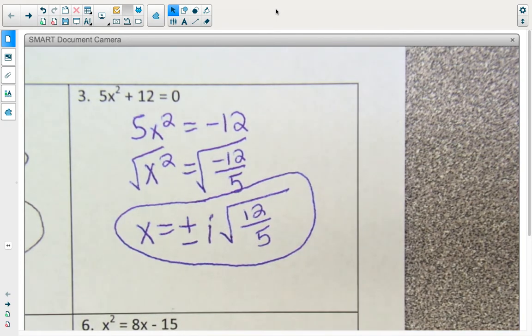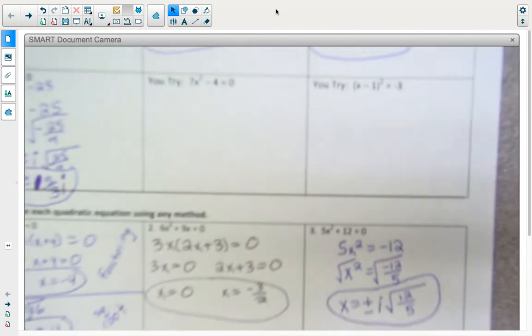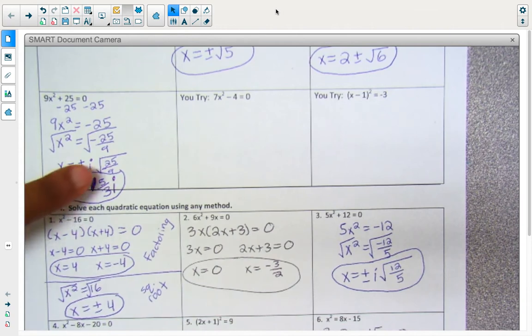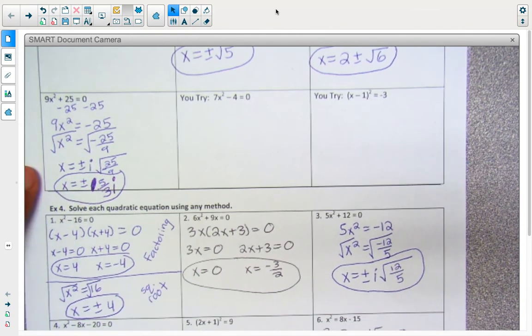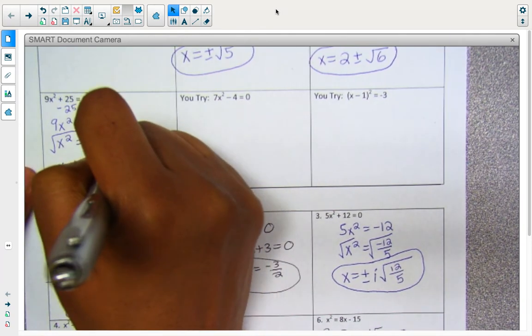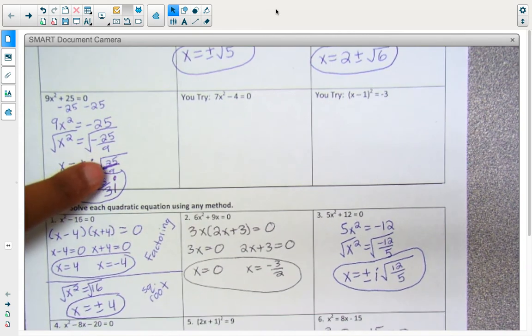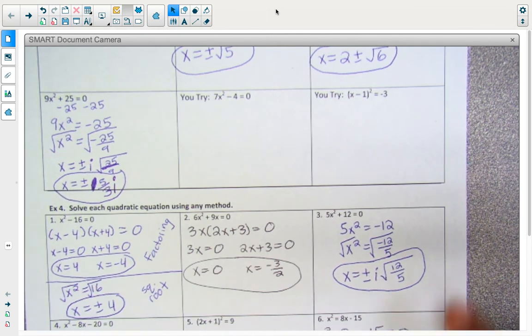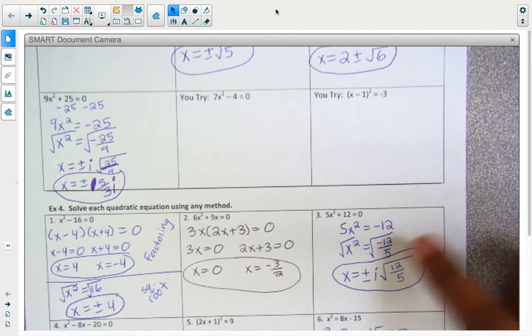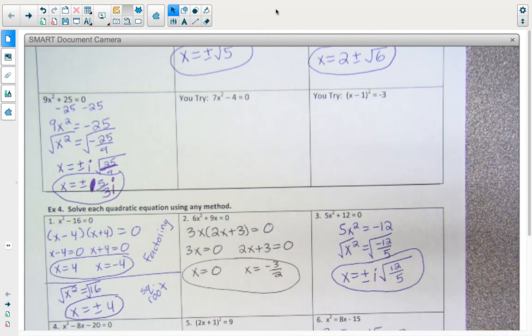Unlike the other problem that we did similar to this one, if I zoom back out for just a minute, 25 over 9 could be broken down. 25 and 9 were both perfect square numbers, so I can break that down into 5/3. This one over here, neither 12 nor 5 is a perfect square number, so I can leave it like it is.